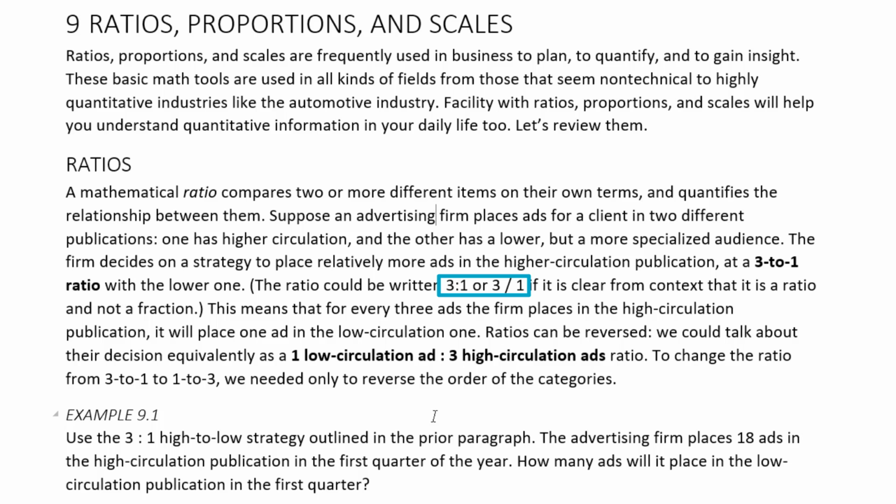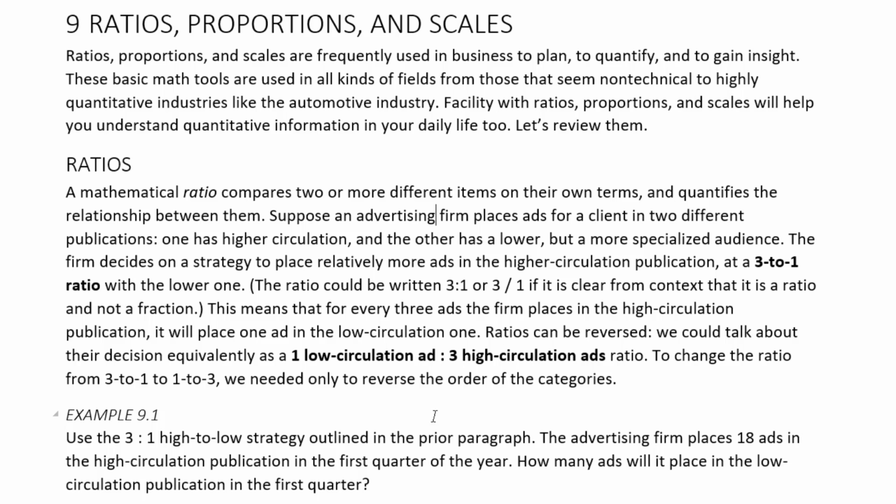So you wouldn't want to put 3/1 into a sentence where it could be mistaken for the whole number 3 divided by 1. If it's a ratio, it should say it's a ratio. So back to the strategy itself though, a 3-to-1 ratio here means that for every 3 ads the firm places in the high circulation publication, it will place 1 ad in the low circulation one.